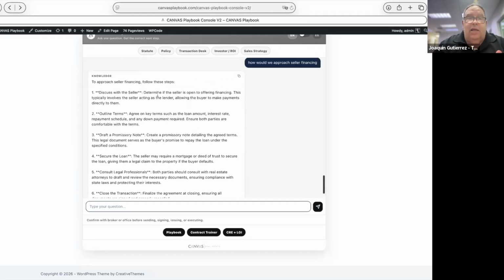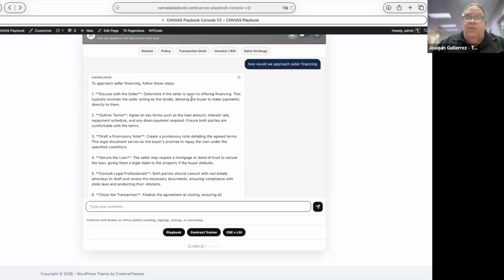Okay, discuss with the seller. Determine if the seller is open to offering financing. This typically involves the seller acting as the lender, allowing the buyer to make payments directly to them. This is really dramatic, to me, wouldn't be a great solution. I thought it was going to ask about a second mortgage financed by the seller. And maybe that's where it was going originally. Outline the terms, draft a promissory note, secure the loan.